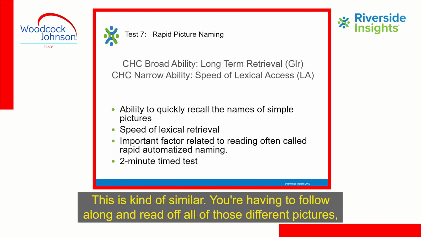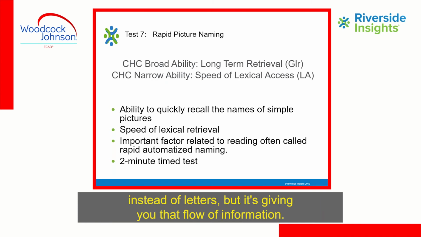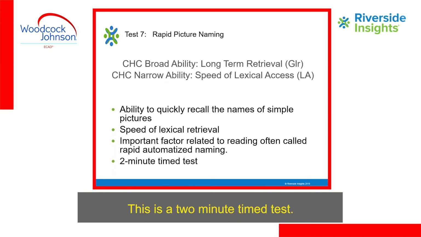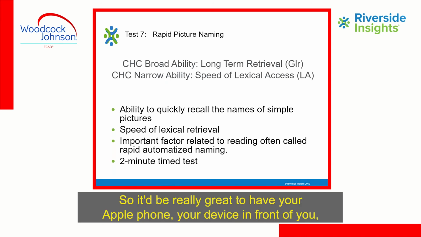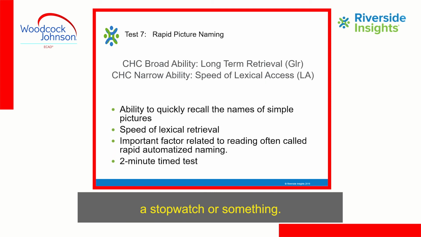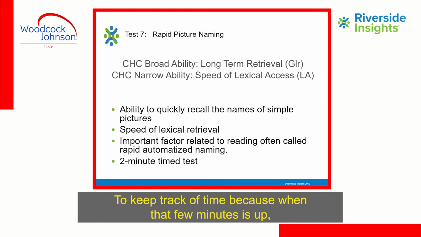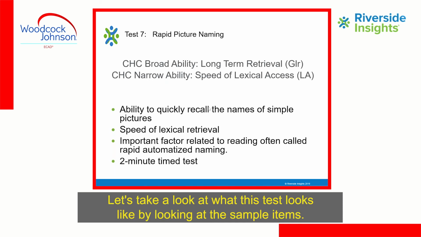You're having to follow along and read off all of those different pictures instead of letters, but it's giving you that flow of information. This is a 2-minute time test. So it would be really great to have your Apple phone, your device in front of you, a stopwatch, something to keep track of time. Because when that 2 minutes is up, that is when you need to stop the student from continuing their work. Let's take a look at what this test looks like by looking at the sample items.